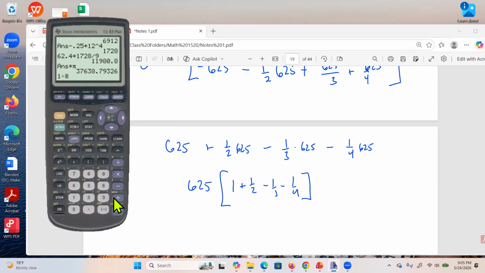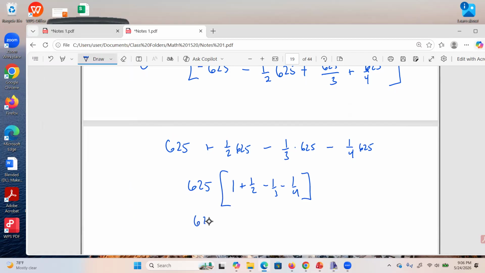We have 1 plus 1 over 2 minus 1 over 3 minus 1 over 4. Okay, equals, and then we're going to do something fun here. I'm going to say second function. I'm just going to go to math, and I'd like to see it as a fraction instead. Okay, so it's 11/12. So we have 625 times 11 over 12.